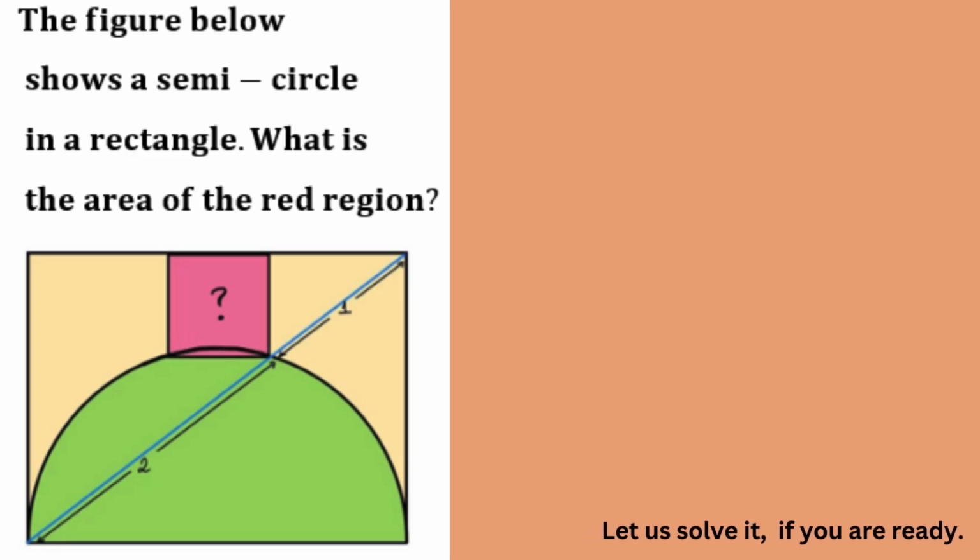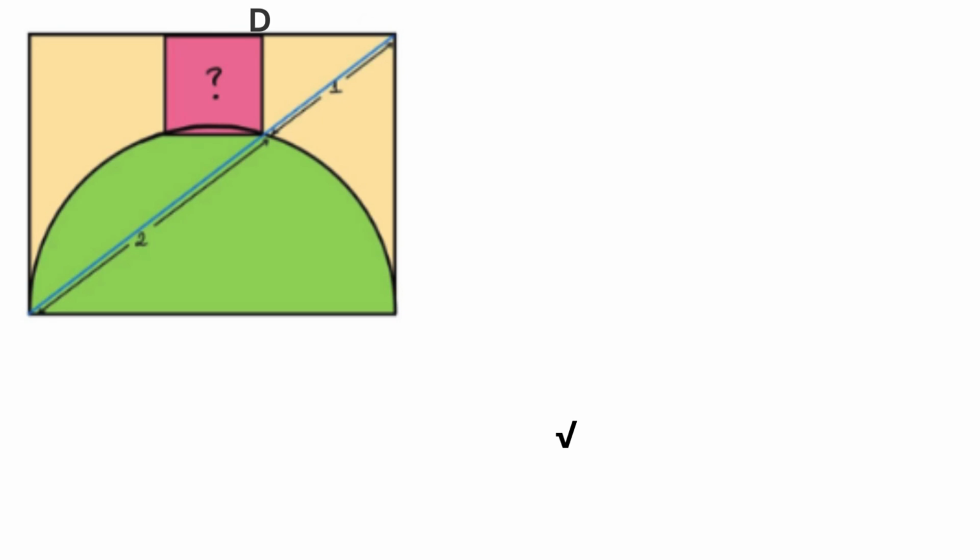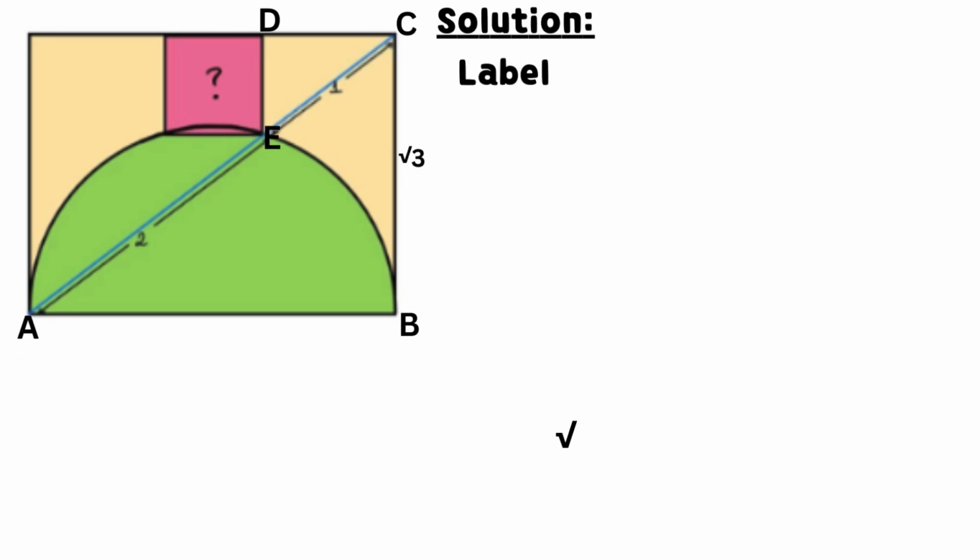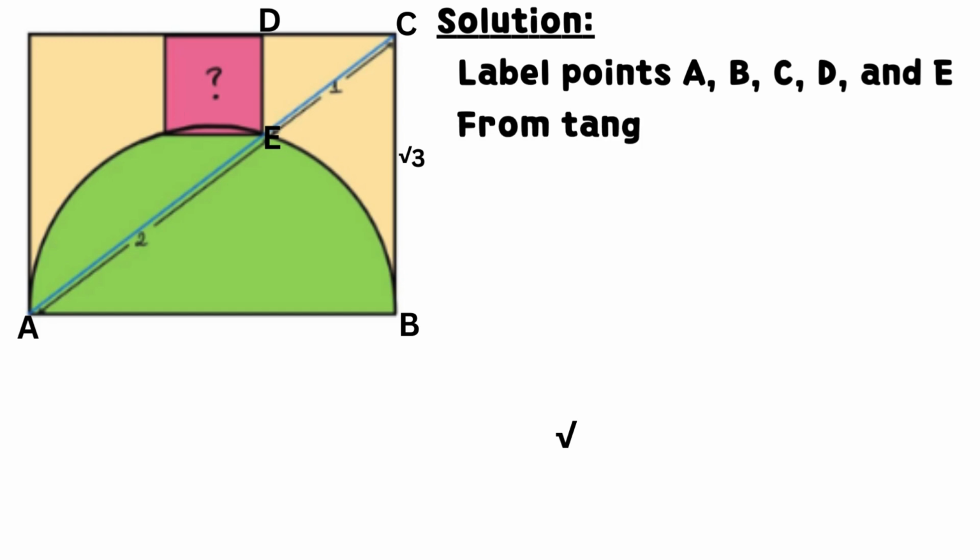What is the area of the red region? Label points A, B, C, D, and E.